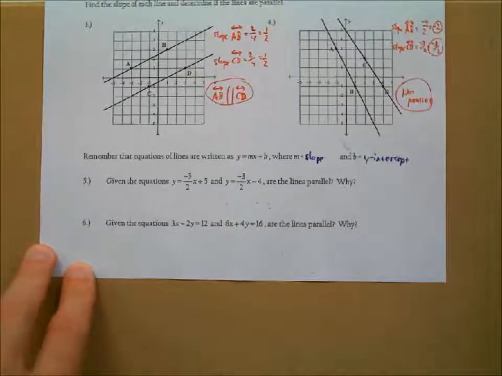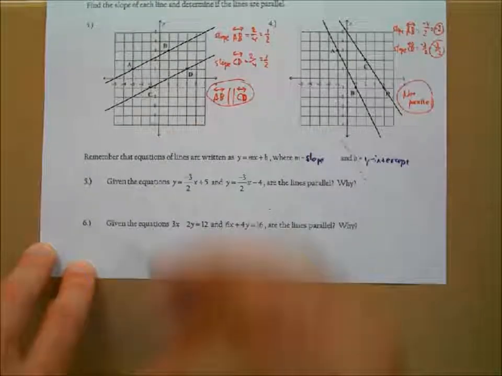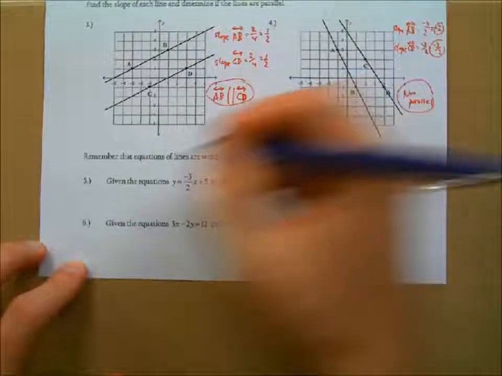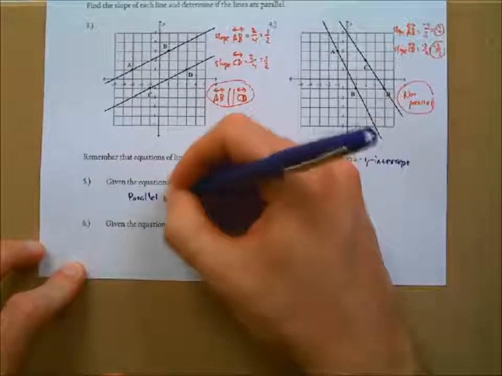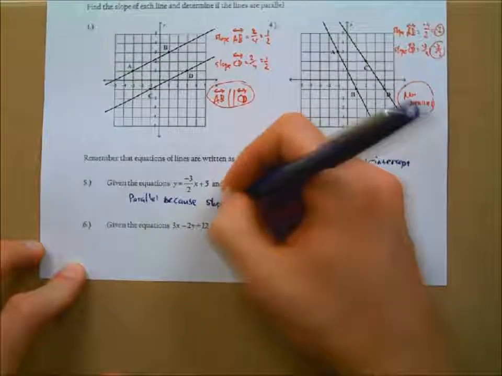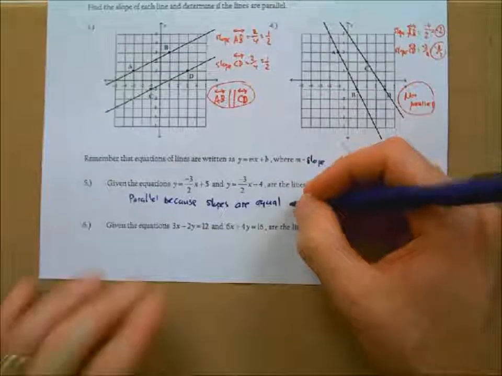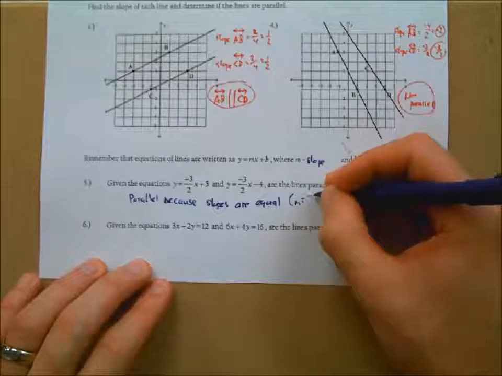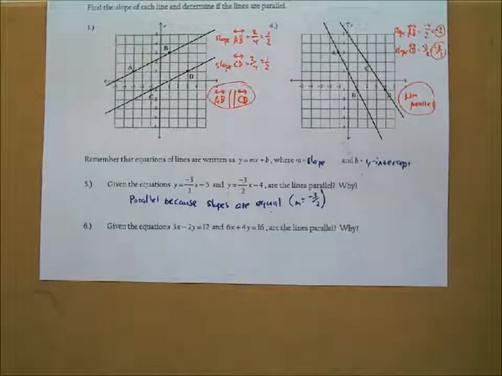Okay, number 5, right? Are the lines parallel? Yes. Why? Slopes the same. Parallel because slopes are equal. Okay? M equals -3 over 2.